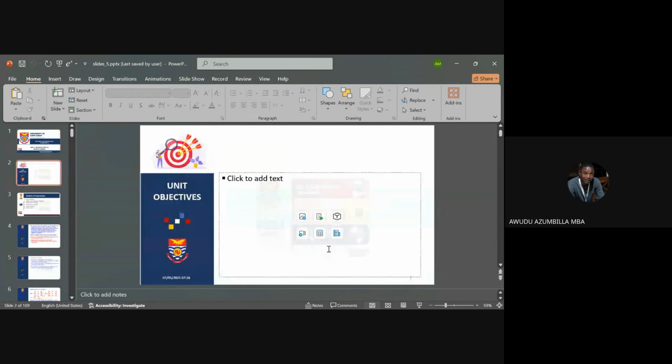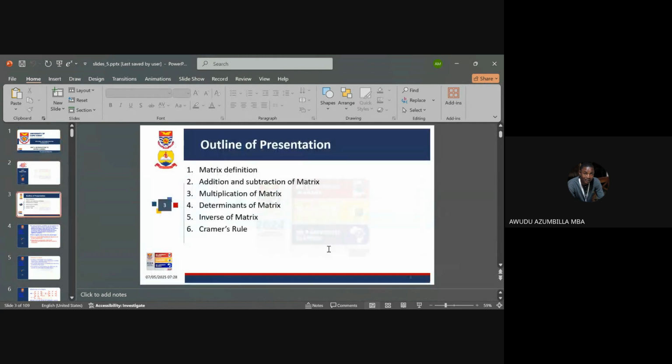So let's move on to the matrices. Let's look at the outline, what you are supposed to do. Definition, addition and subtraction of matrices, multiplication of matrices, determinant of matrices, inverse of matrices, and Cramer's rule. You see, these are all things that you are familiar with. The only thing that you may find difficult is maybe the last two, but it's not anything. It's the application. The inverse is not anything. Cramer's rule is also not anything.